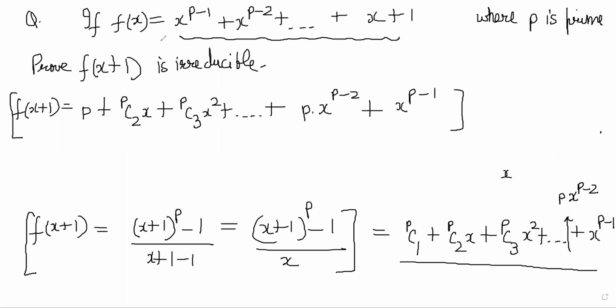How did I get it? I got it by noticing that f of x is a GP sum and then f of x plus 1 is replacing x with x plus 1 in the GP formula, and then using the binomial theorem. Now let's check Eisenstein.